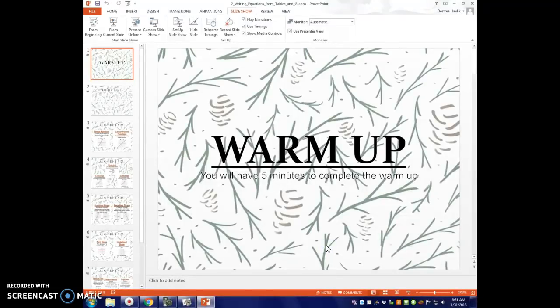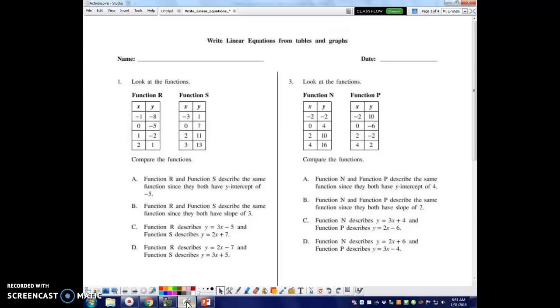All right, so your worksheet today. I'm going to do a couple problems with you, and the rest you will do on your own. Okay, so problem number 1. It says, look at the functions. Compare the functions, okay? So we're comparing this function and this function. The answer choice says function r and function s describe the same function since they both have the y-intercept of -5. Well, if the y-intercept is -5, that means that x has to be 0. So the y-intercept here is -5, but here it's 7. So no, that's not actually going to be true at all.